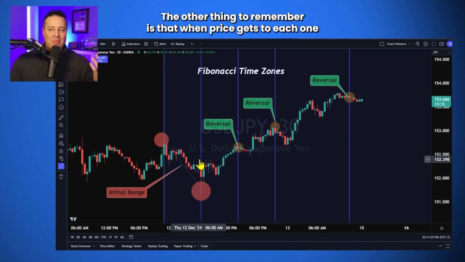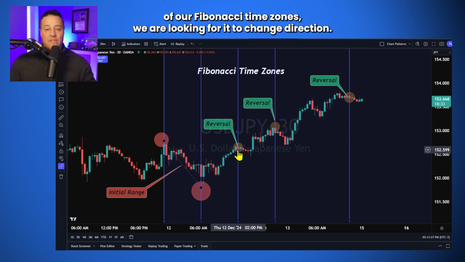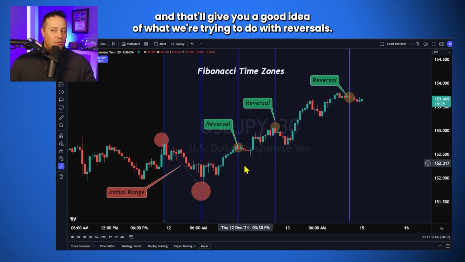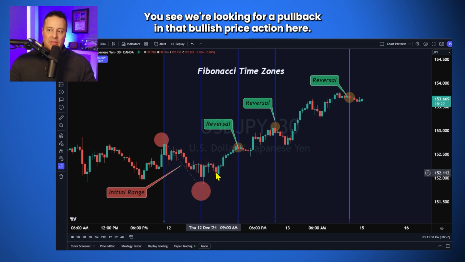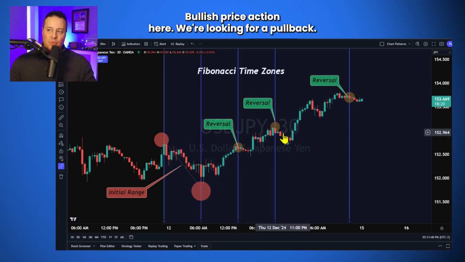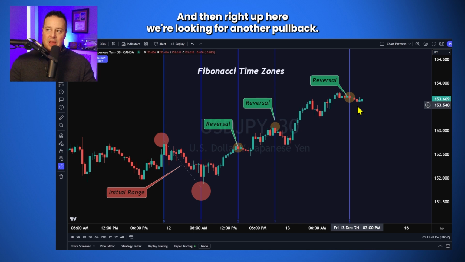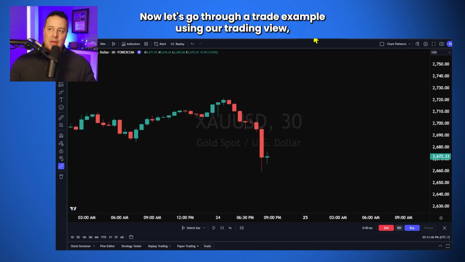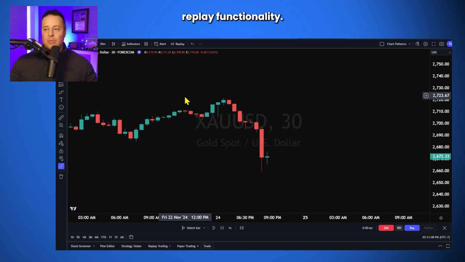The other thing to remember is that when price gets to each one of our Fibonacci time zones, we are looking for it to change direction. So think of a zigzag. Just think of a zigzag in your mind, and that'll give you a good idea of what we're trying to do with reversals. You see we're looking for a pullback in that bullish price action here, bullish price action here. We're looking for a pullback, and then right up here, we're looking for another pullback. That's the diagram. All right, now let's go through a trade example using our TradingView replay functionality.